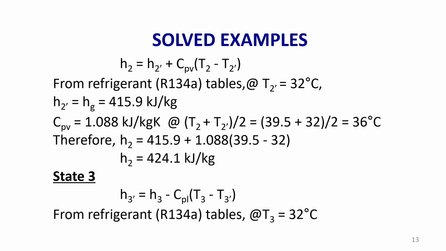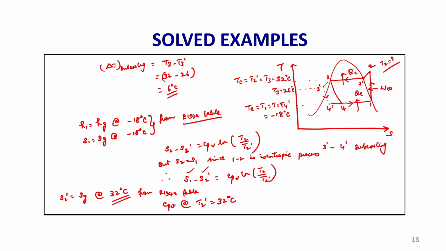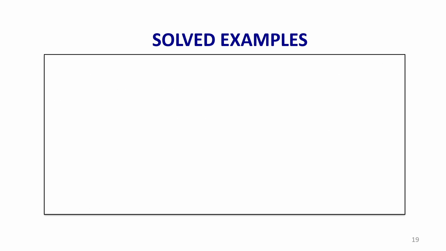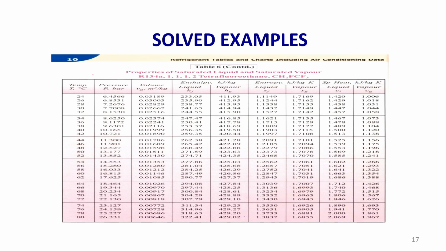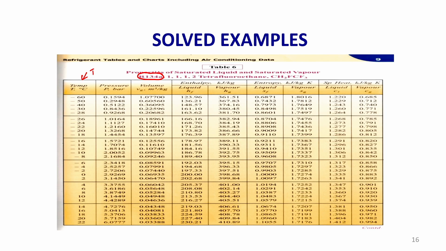That is what I have shown here. For example, let me do it once again for the entropy and enthalpy at state point 1. H1 equal to Hg and S1 equal to Sg. This is the refrigerant table, R134A, this is temperature. Corresponding to minus 18, read out Sg and Hg. The same values you will get, this is S1, this is H1.